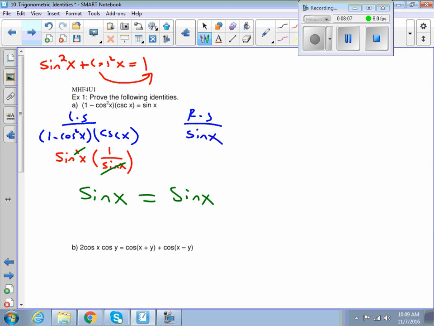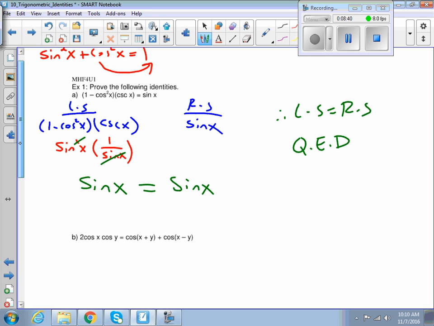So they're equal. Now, you would say, therefore, left side is equal to right side, and you put QED at the end, which is telling you that it's proven as it was requested. So I want to see that left side equal to right side and QED. Okay, fairly simple. Let's get the next one.